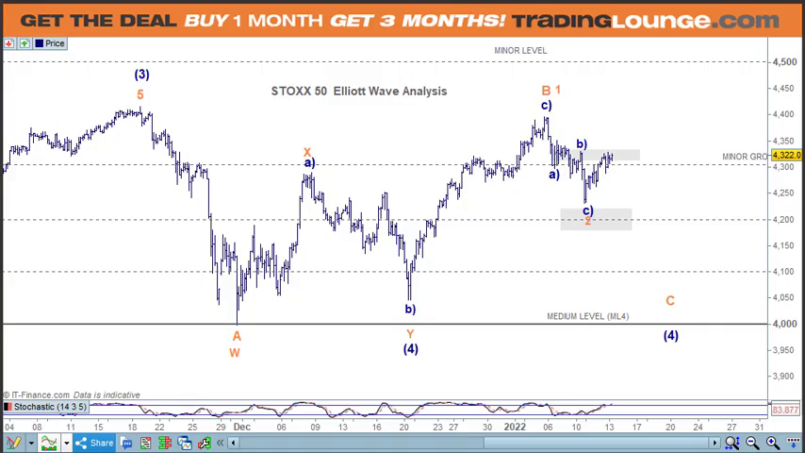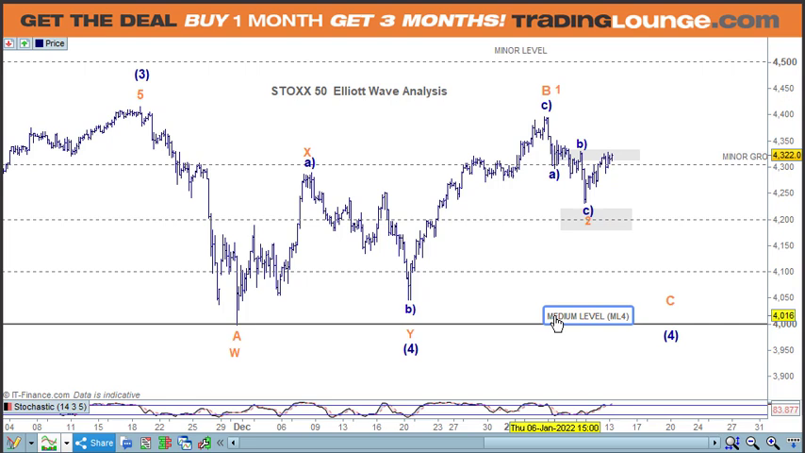Welcome to Trading Lounge and the European Indices for Thursday the 13th of January, starting with the STOXX 50. I've been looking at this in two particular ways. One, that we have a WXY here for wave 4, and then we can look at this as wave 1 to the upside, and then the 50-60% retracement level is here for that.